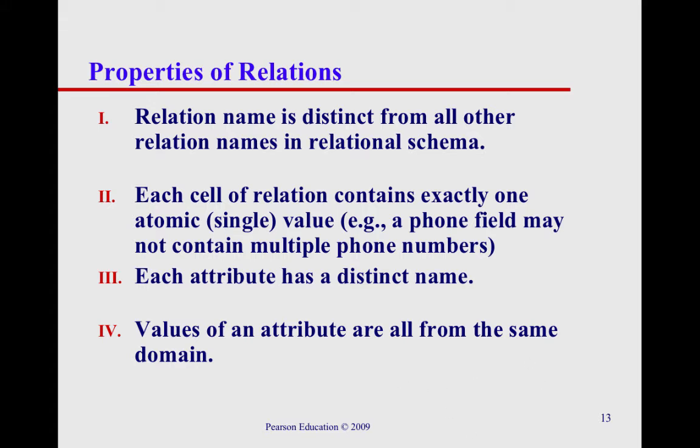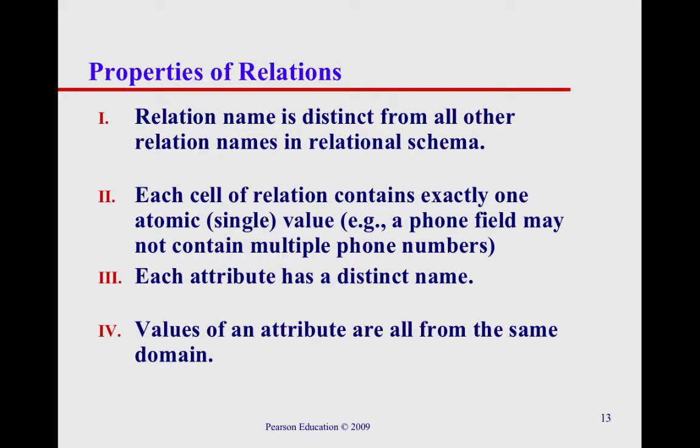Okay? But the reason for doing that is it gives you a nice table, only one value per cell, and it makes it easier for the database to store information and to manipulate it. Okay? Each attribute has a distinct name within a relation.